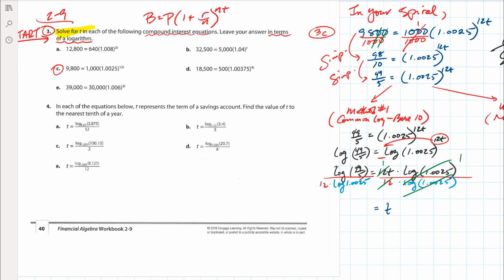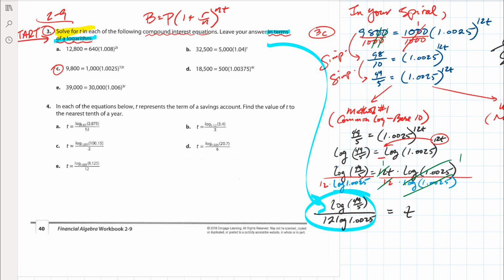Okay, so it says solve for t in each of the following compound interest equations. I did that. I solved for t. I got my expression here, which, let me write it down here. It's log of 49 fifths divided by 12 times the log of 1.0025. That is the exact answer in logarithmic form. It says in terms of a log. So let's understand the directions here. It says in terms of a logarithm. That's it right there. So I solve for t in terms of a logarithm.